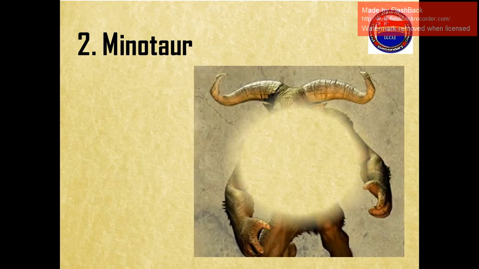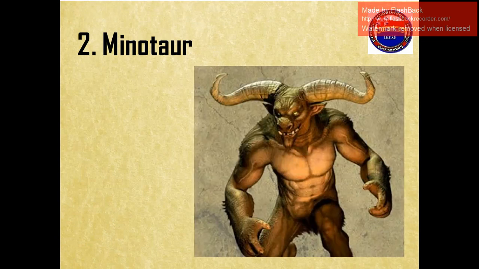A second beast, or a second monster, was the Minotaur. This is a picture of the Minotaur. This is a man-eating monster with the head of a bull. He was kept hidden in a place called Labyrinth on the island of Crete.